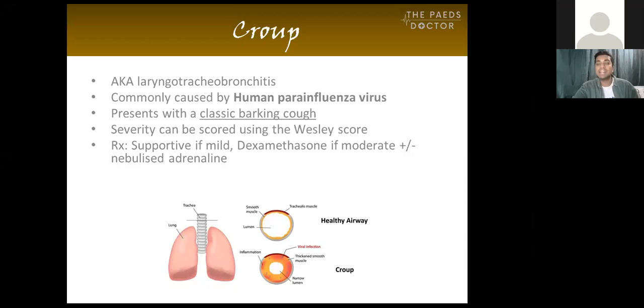If the child has this inspiratory stridor, like in this case of Alfie, and the child has this barking cough, then you give a dose of dexamethasone. So steroids are the treatment, and they work by reducing the inflammation, opening up the airways and reducing these symptoms, okay? You can also give nebulized adrenaline, which is commonly given if the croup is more severe, okay?